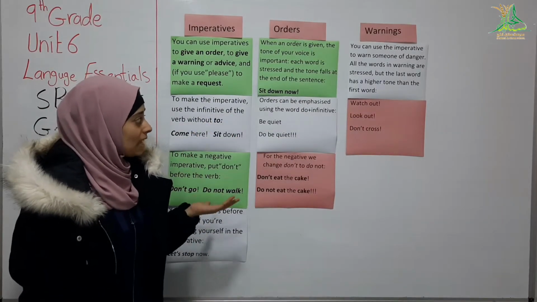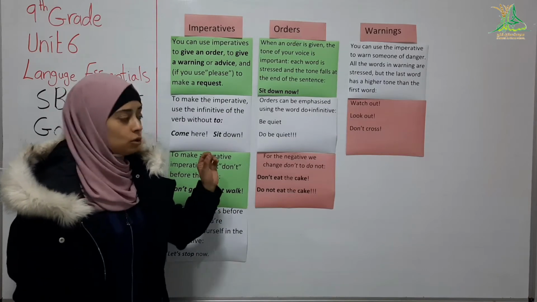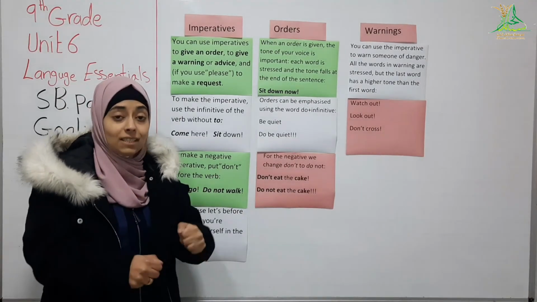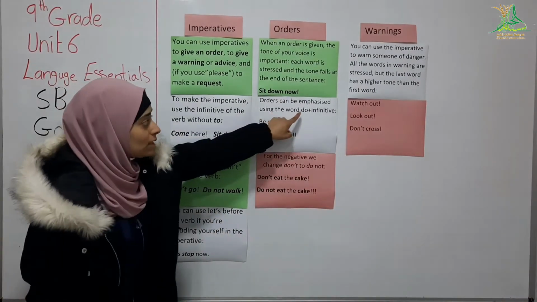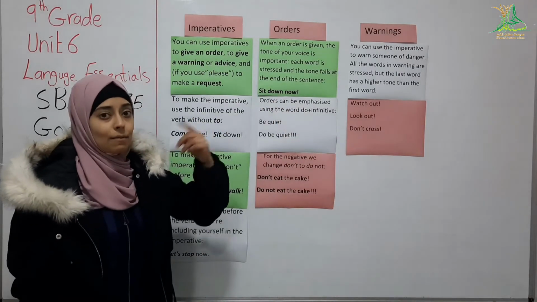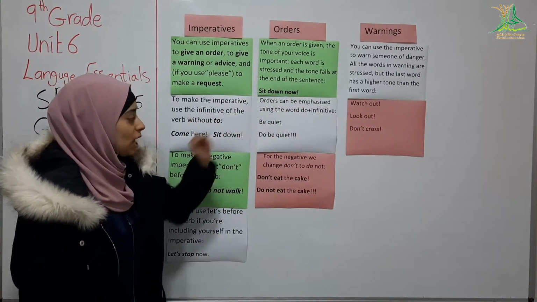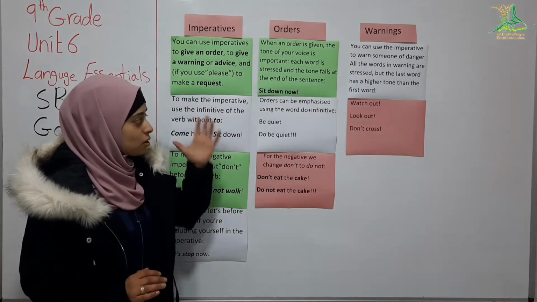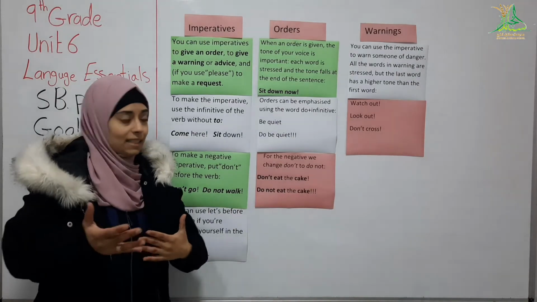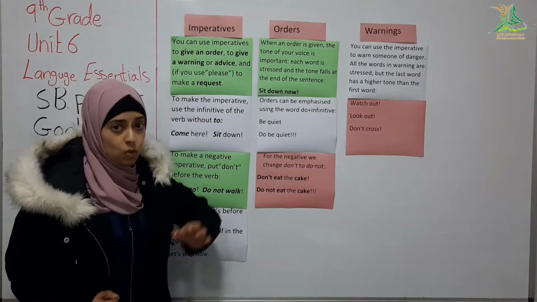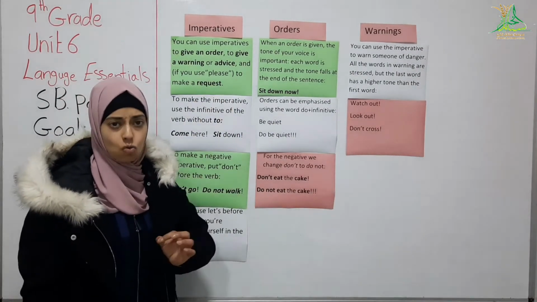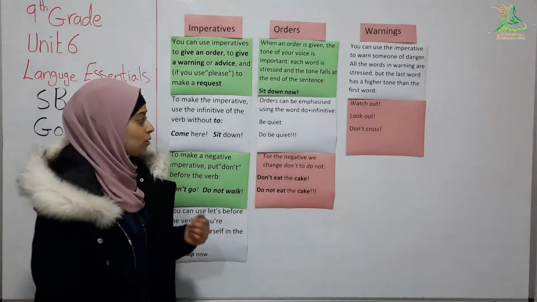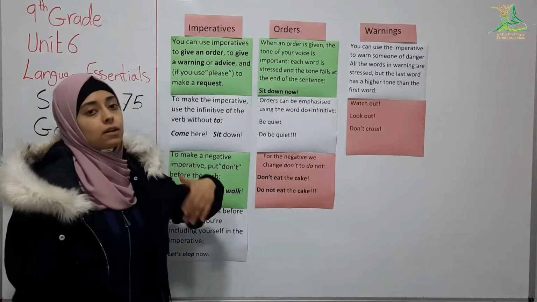Orders can be emphasized using the word do plus infinitive, to stress it more. You can use the word do before the infinitive verb, such as here we have be quiet. In order to emphasize it, you can say, do be quiet. So we emphasized the verb more, or the imperative, or the order more.